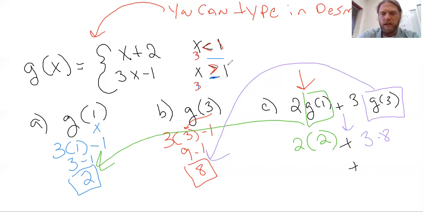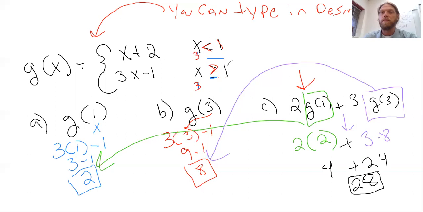I know, well, 2 times 2 is 4. 3 times 8 is 24. This is pretty awesome stuff. 4 plus 24 is 28. And that's how we do something a little bit more complex. We break it down into its pieces, and then we can do all that extra multiplication, subtraction, division, whatever it's asking us to, like in part C.